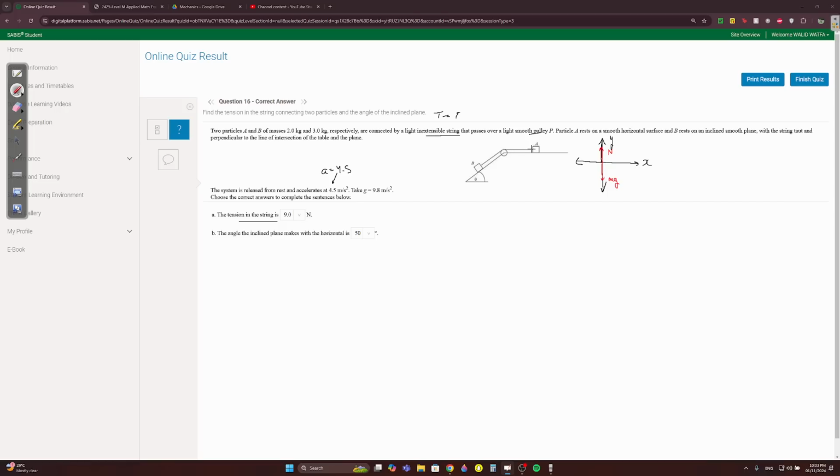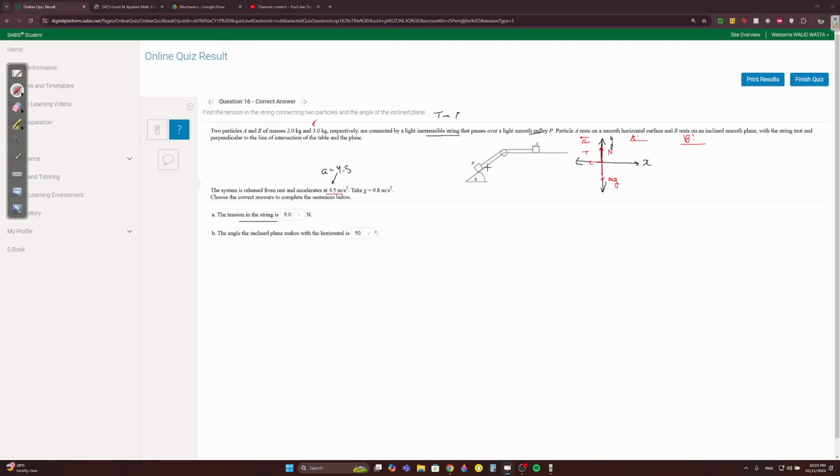We have the tension pulling it. The system is released from rest and accelerates, so it's accelerating to the left. Obviously, accelerating to the left because B is heavier. B is 3 kilos. So T is here, acceleration to the left. This is for block A. I'm going to also draw for block B because you need it for part B.